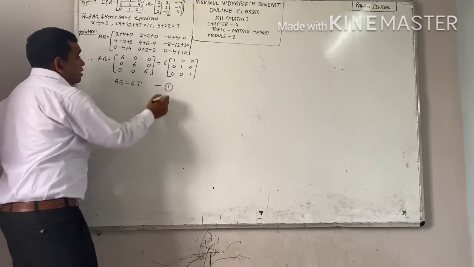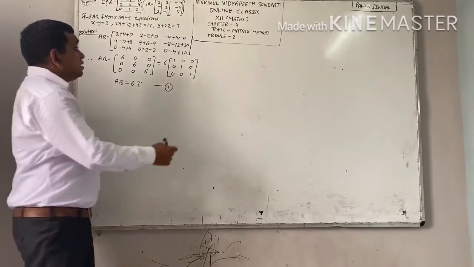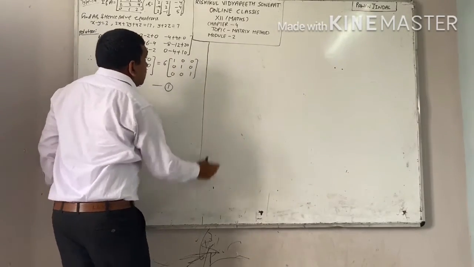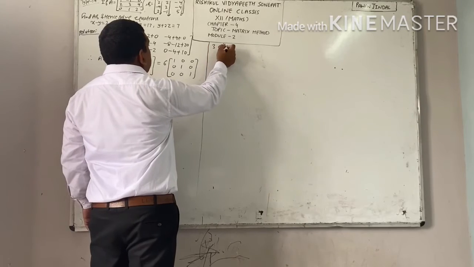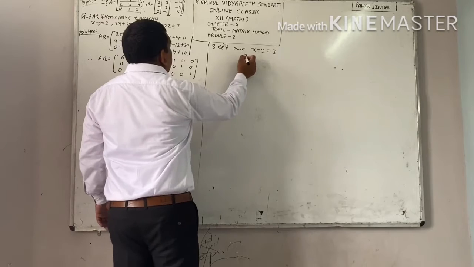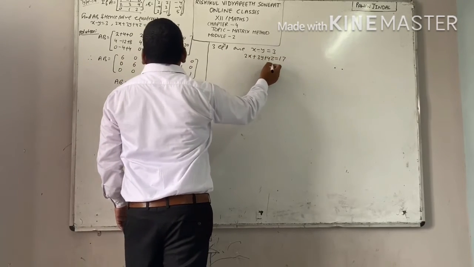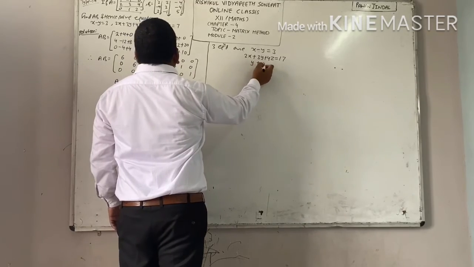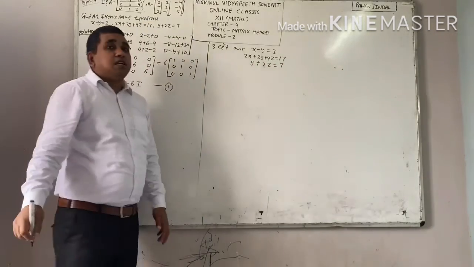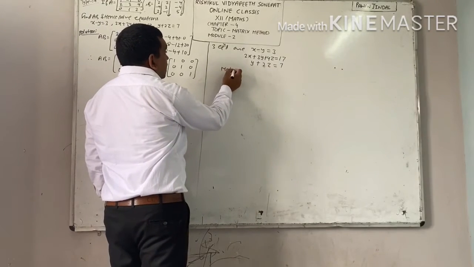Say this equation number. Now using this product we will solve these three equations. Now I am writing three equations. Three equations are x minus y equal to 3, 2x plus 3y plus 4z equal to 17, y plus 2z equal to 7. Now first of all you will write down the matrix form.